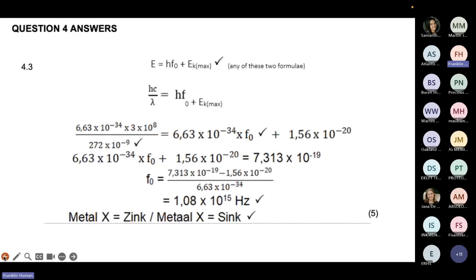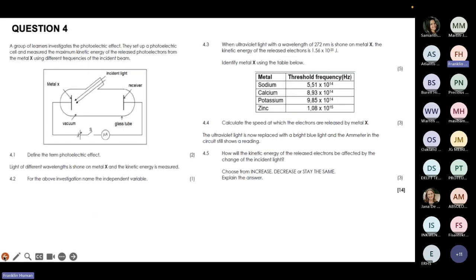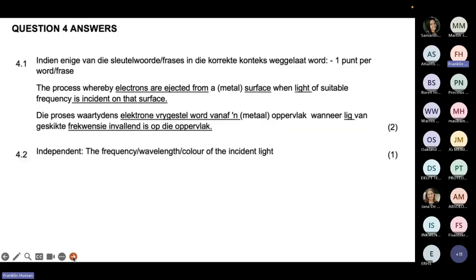Oh, sorry, the next question was 4.4. Apologies. There we go. 4.5, sorry. The ultraviolet light is now replaced with a bright blue light, and the ammeter in the circuit still shows a reading. So we've changed the color of the light. In other words, we've changed the frequency, we've changed the wavelength. How will the kinetic energy of the released electrons be affected by the change in the incident light? Choose increase, decrease, or stay the same, and also explain your answer.